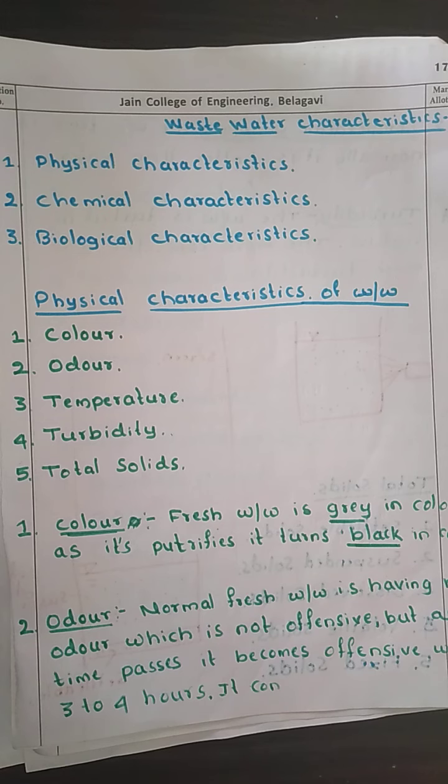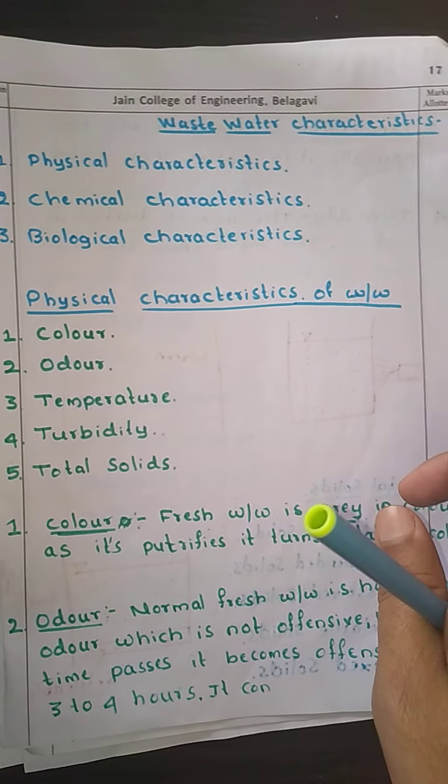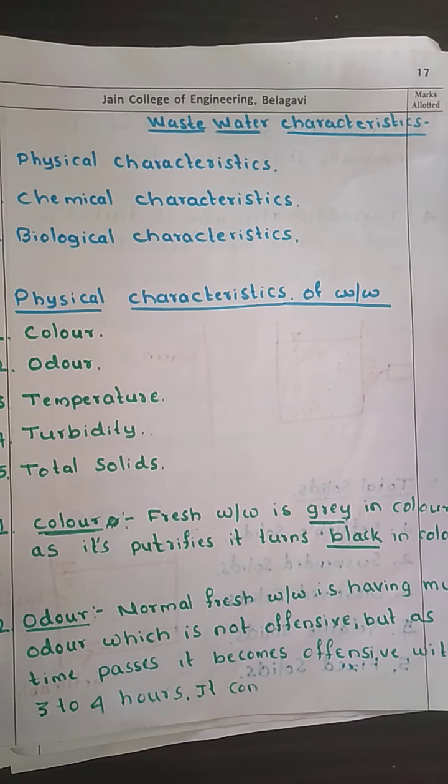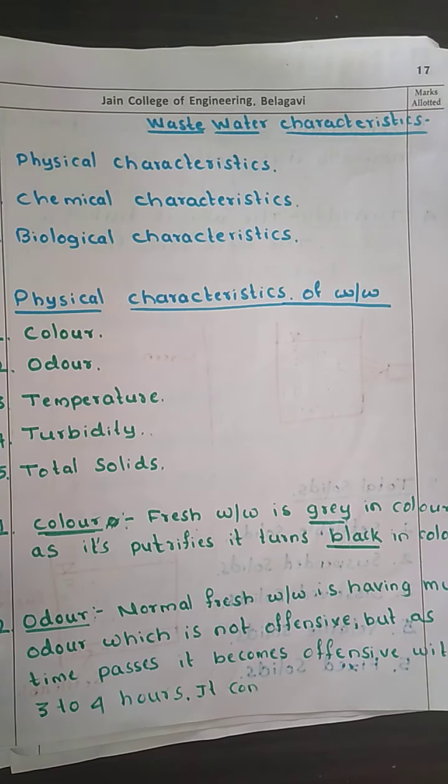what are the different wastewater characteristics. Okay, now in the previous semester we have seen the different water characteristics. Now in this particular semester we will be concentrating our study on the different wastewater characteristics, as in this semester we are studying the municipal and industrial wastewater. So we are going to concentrate on the different wastewater characteristics.